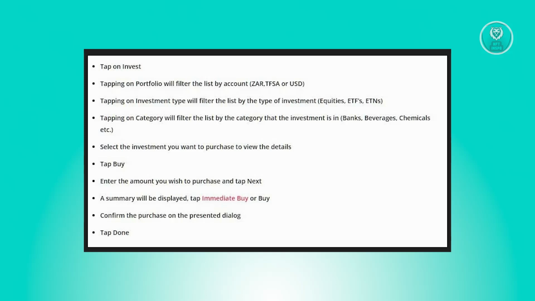Now choose the specific investment you want to purchase to view its details, and from there tap Buy. Now input the desired purchase amount and tap Next, and a summary will appear. Choose the immediate buy or buy. Now from there, confirm the purchase on the presented dialog and just tap on Done, and you should be good.